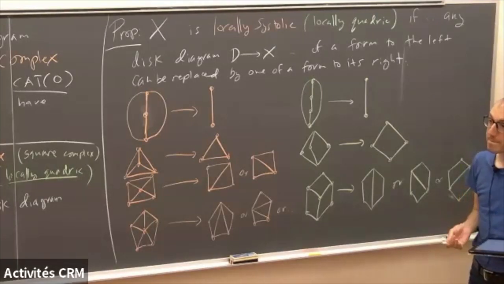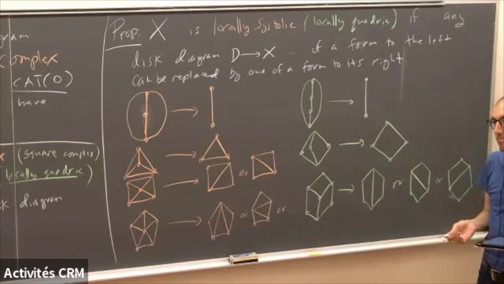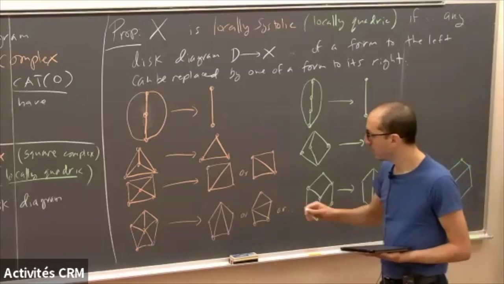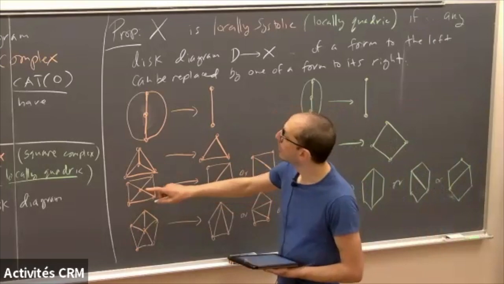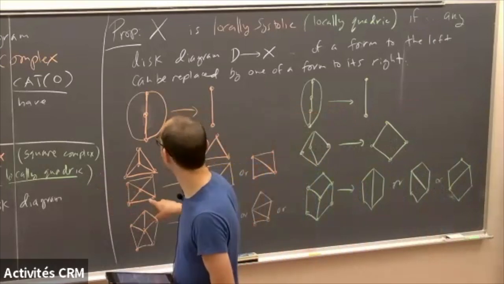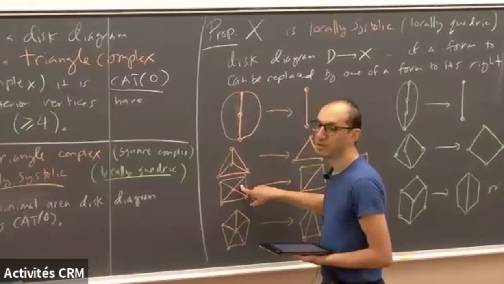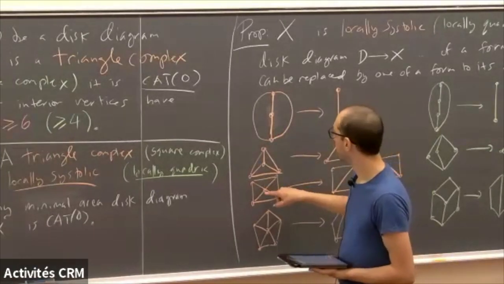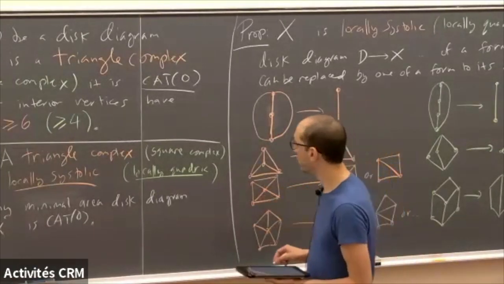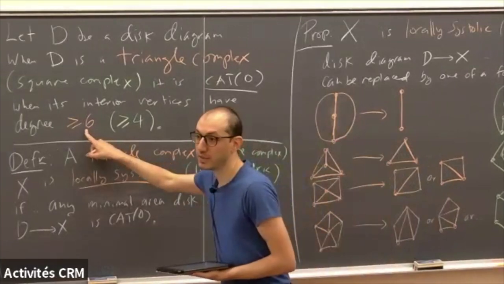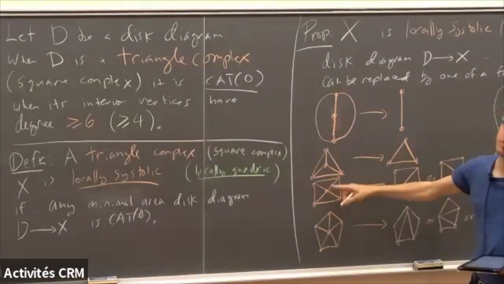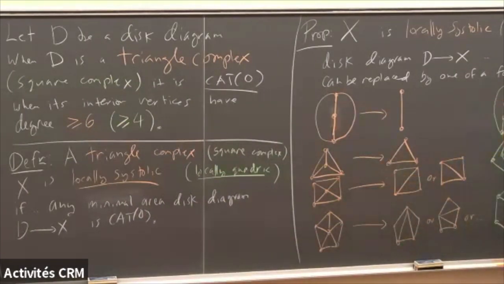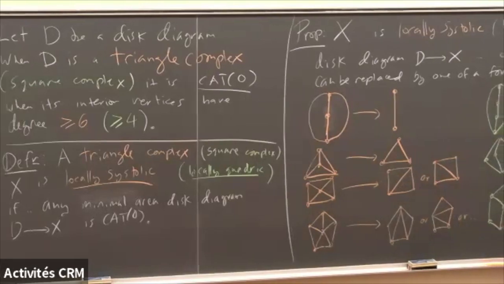Question? Yeah. So how come the ones on the left, like near the bottom, why are those not CAT(0)? Like the square with the vertex in the middle? This one? Yeah. Okay, so for disk diagrams, you are CAT(0) for triangle complex disk diagrams if every interior vertex has degree at least 6. And this vertex is an interior vertex of degree 4.